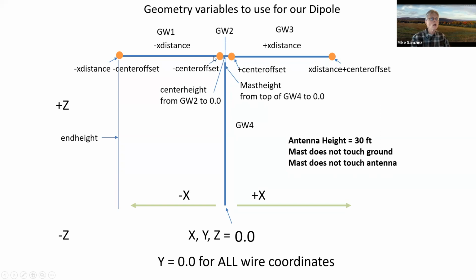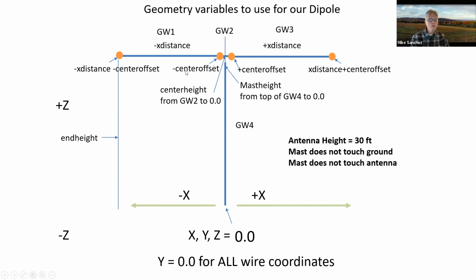So in the wire cards, assuming that I have assigned these, I can go back in and replace the numbers with these particular variables. Also, auxiliary variables are mast height and center height, which are different. The mast did not quite touch the wires. And with this, we also have one other variable that's important, end height.